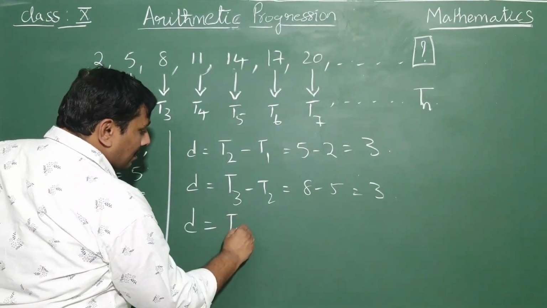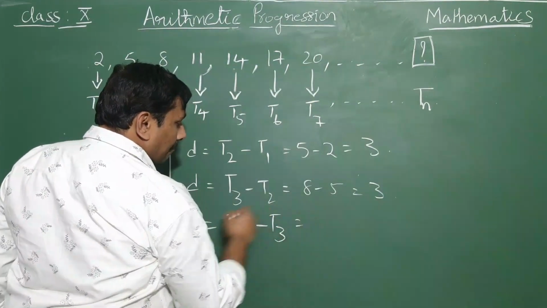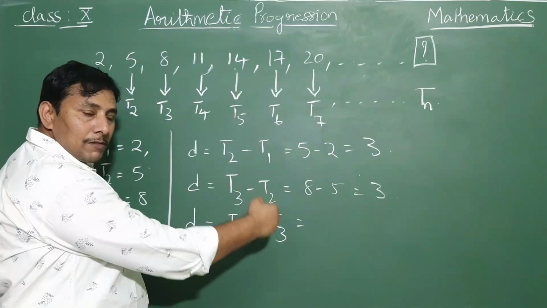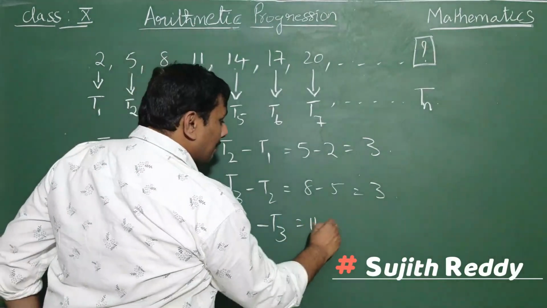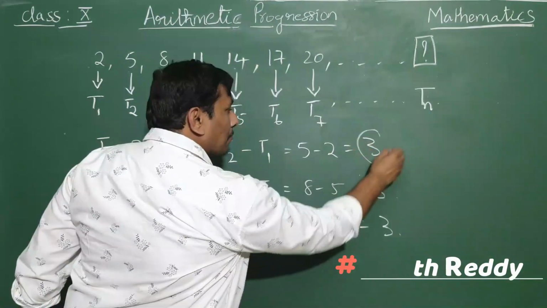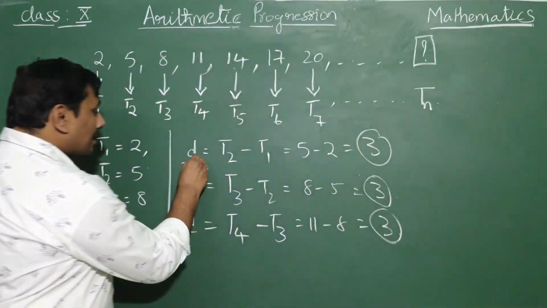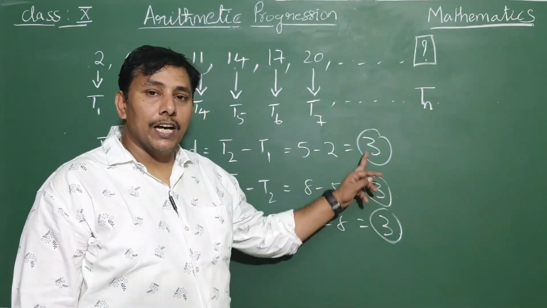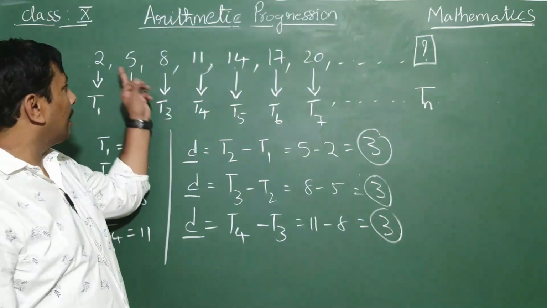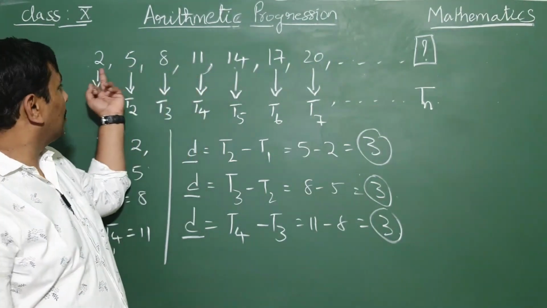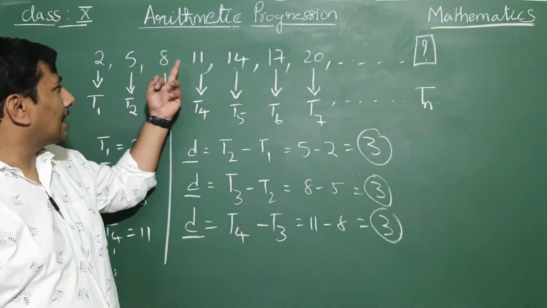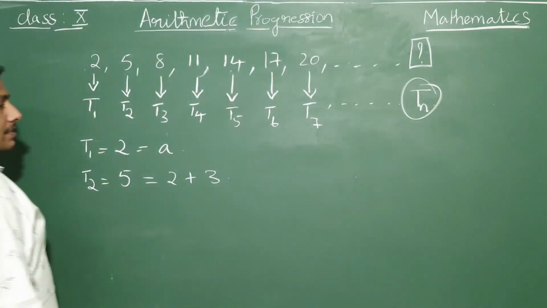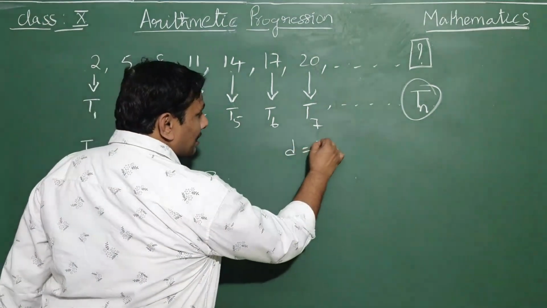Then I take the next term, T4 minus T3, the successive term minus the preceding term. That gives 11 minus 8, which is equal to 3. If you observe, the difference is a constant number, that is 3. Since the difference is constant, I can say this is a sequence: 2, 5, 8, 11, 14, 17, 20 and so on. We got the difference as 3.